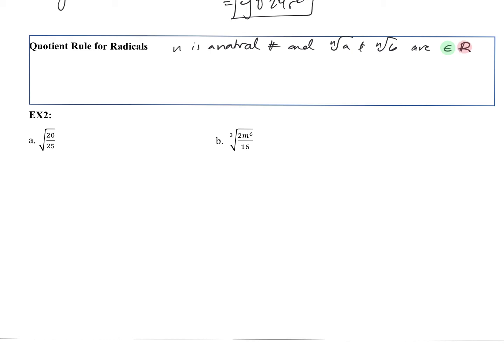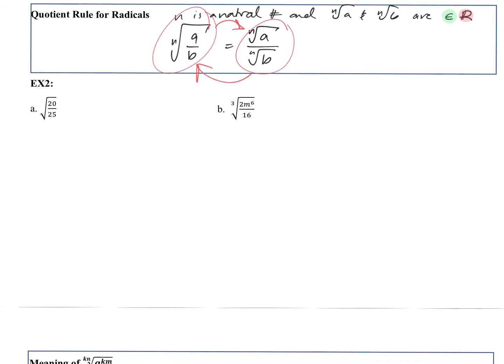All right. So if we have the nth root of a divided by b, what we can do to simplify it is just split the radical with the top and the bottom. And notice, once again, you can go either way. If you have this way, you can get it into that form. If you have this form, you can get it into that form. It holds either direction.